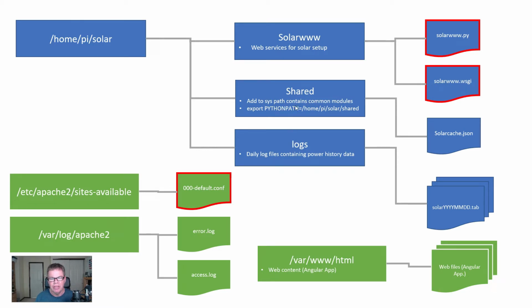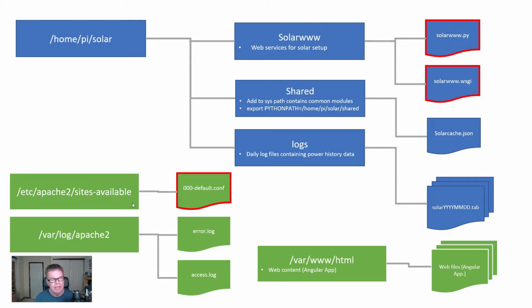I just showed these two directories as well, the shared directory and the logs directory, because the Apache WSGI daemon needs to have access to these folders to update the solar cache and the various log files and read the various log files. You'll see when I set up the configuration for Apache what I do to allow them to have access.